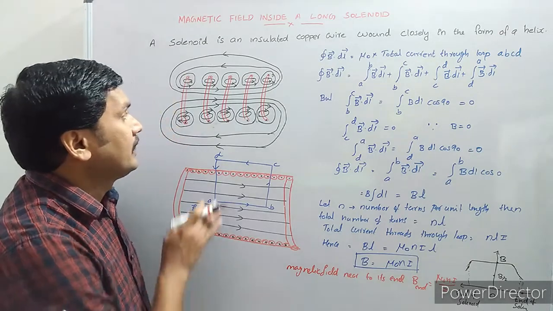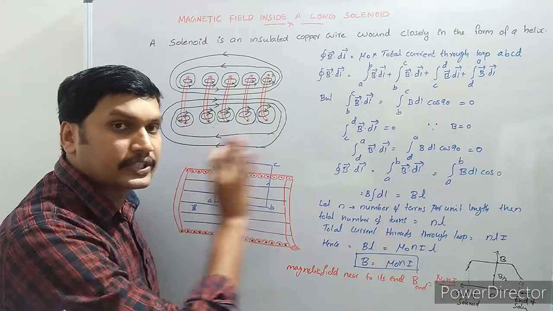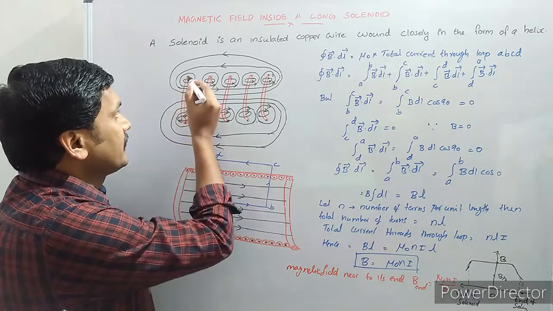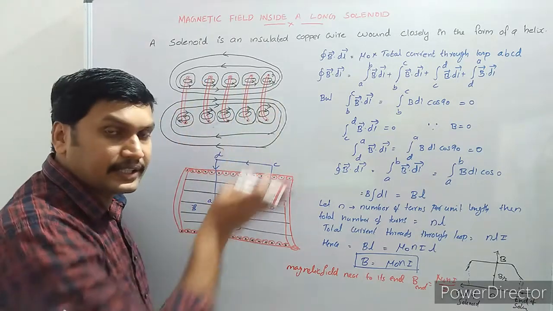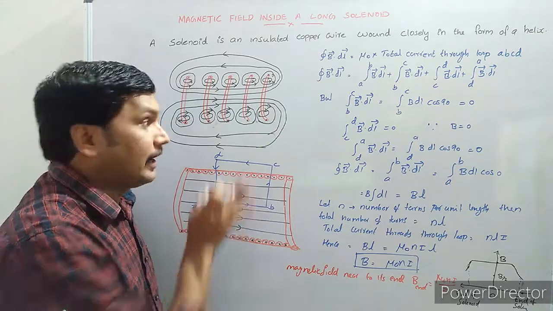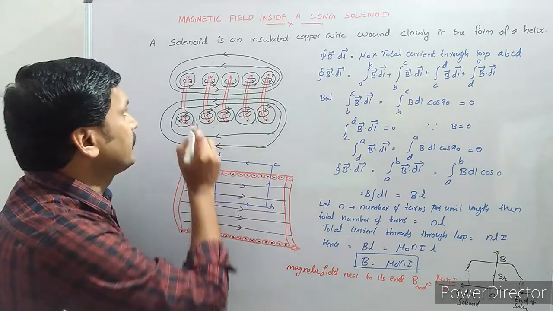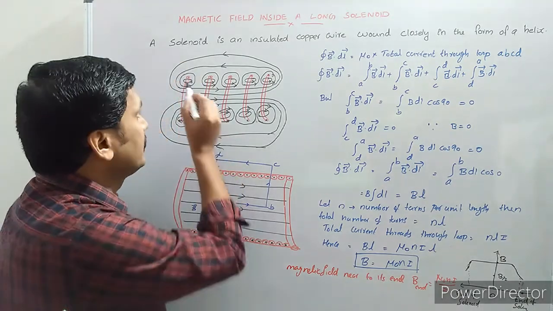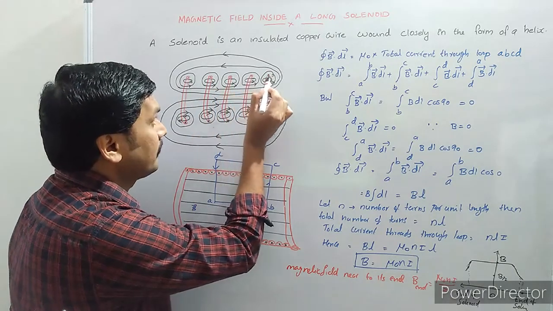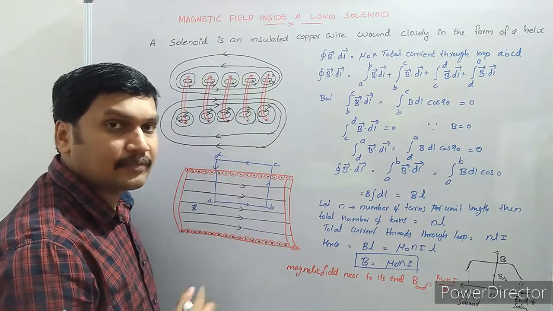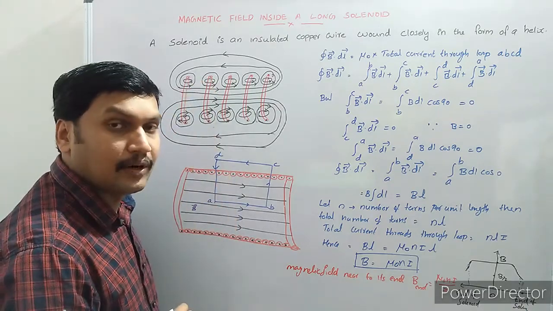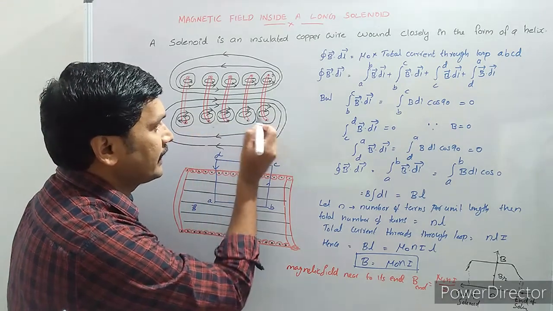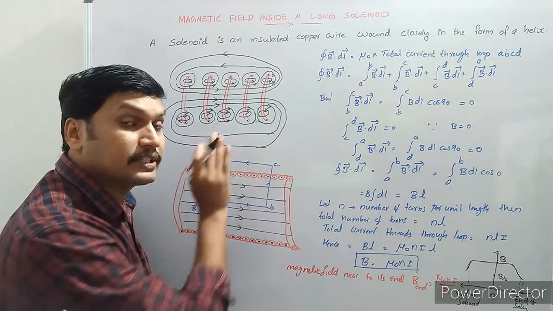For that, a sectional view of a long solenoid is shown here. In this diagram, these are the turns of this solenoid, and an enlarged sectional view is shown. In this diagram, this dot mark shows that the current is coming out of the plane of this board. Here we can see some dot marks, which show that the current is coming out of the plane of this board. And some cross marks are shown at the lower end of this wire, and they show that the current is entering the plane of this board.